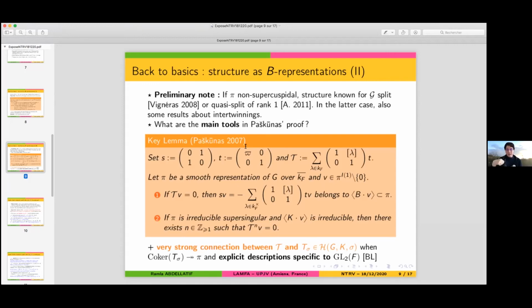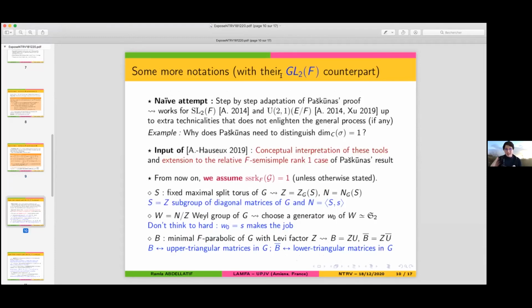calculation. So if you want to do something else than GL2, well, okay, there is a naive thing. I have tried the naive thing, of course: you take Paskunas' proof and you say, okay, let's see what happens for SL2, for U21, U11. You don't go that far, actually. So for SL2F, I wrote that. For U21 of F, I wrote that, and Peng Xu did it also later, independently, I shouldn't really say.